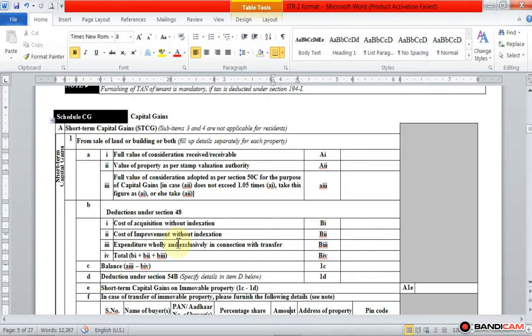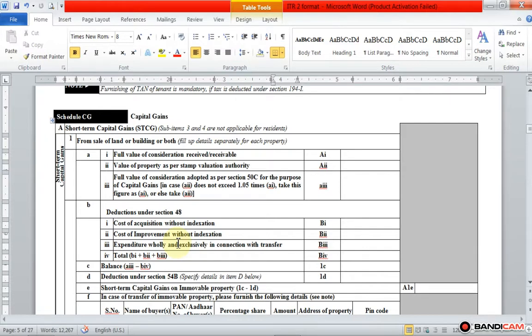Then expenditure wholly and exclusively in connection with transfer. So expenses incurred for transfer of property are also taken into consideration for deduction. Here we put the transfer expenses in the B3 column. Then we make a total, that is B1 plus B2 plus B3, and put it in the B4 column. Then we get a balance, C part. Balance is equal to A3 minus B4.